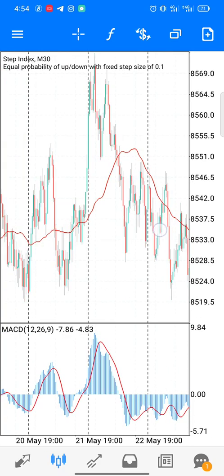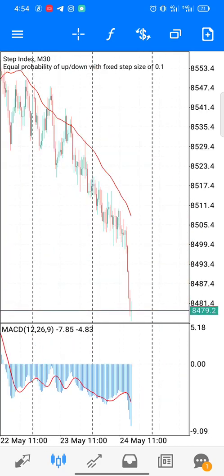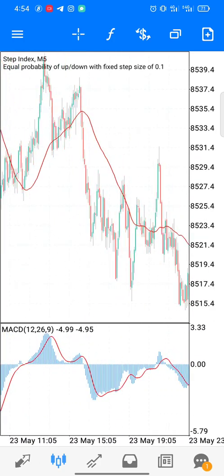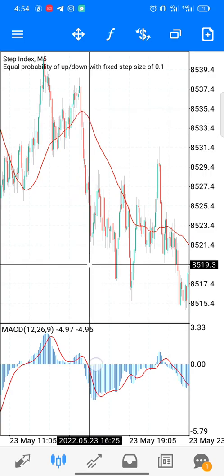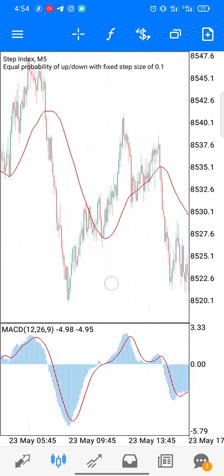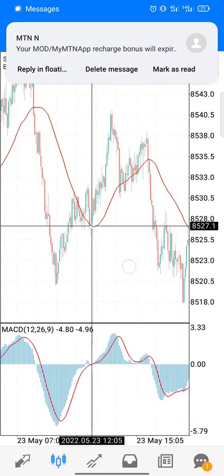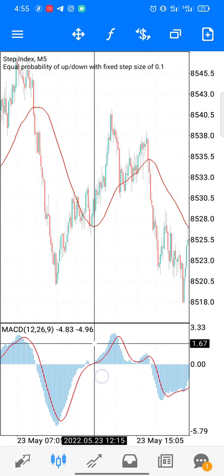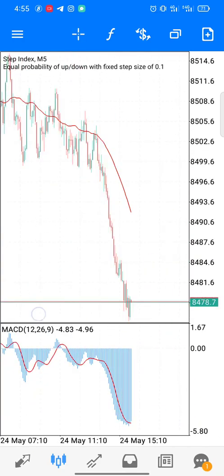So guys, look, the indicators are now here. On step index, the indicator is not giving us any signal. This is how we use this strategy: when the moving average crosses above the chart and the MACD is below the 0 level, it indicates a sell. When the moving average crosses below the chart and the MACD is above the 0 level, it indicates a buy. So if you check it right here, you won't get any reason to enter a trade at this point. I'll simply avoid step index.